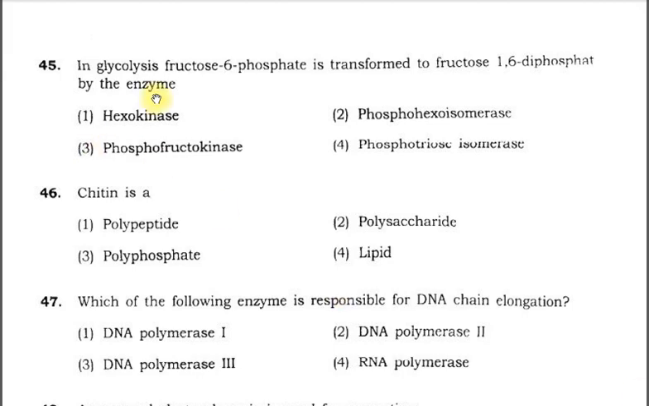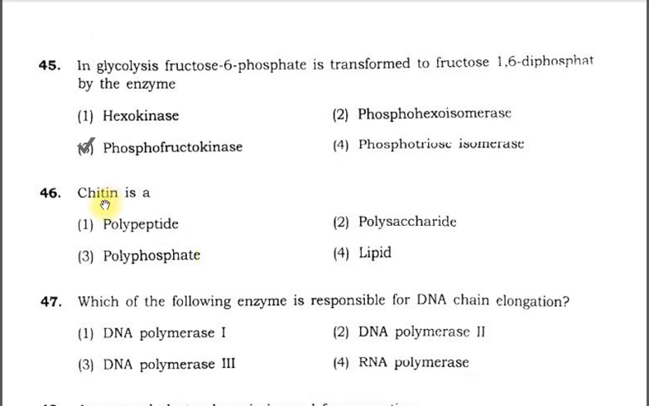Question number 45. In glycolysis, fructose 6-phosphate is transformed to fructose 1,6-diphosphate by the enzyme. The options are 1, hexokinase, 2, phosphohexose isomerase, 3, phosphofructokinase, 4, phosphotriose isomerase. So here the correct one is option number 3, the enzyme phosphofructokinase. In this step, the second molecule of ATP is added.